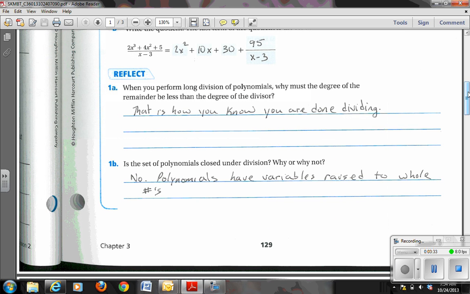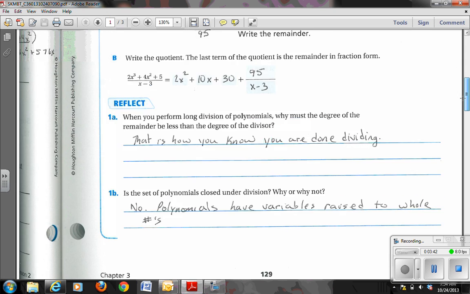Okay, a couple questions here to reflect on. It says, when you perform long division of polynomials, why must the degree of the remainder be less than the degree of the divisor? Well, that's how you know that you're done with your dividing.